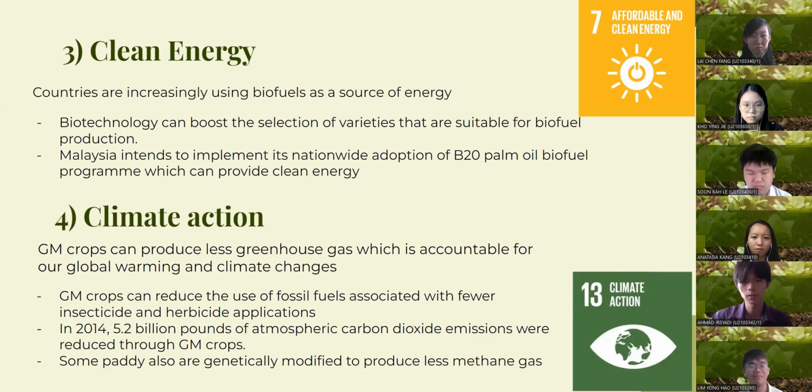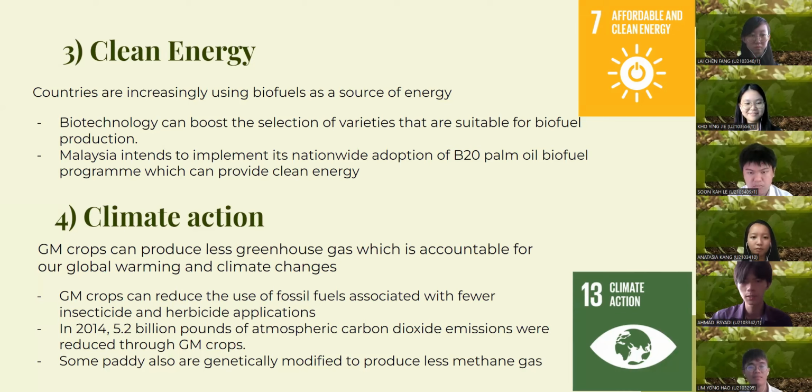Thirdly, the goal that is related is the clean energy. Currently, there are more and more countries are increasingly using biofuel as source of energy as it is renewable and clean energy. Through agriculture biotechnology, we can boost the selections of varieties that are suitable for these biofuel productions. Malaysia intends to implement its nationwide adoption of B20 palm oil biofuel program, which can provide clean energy using the palm oil.